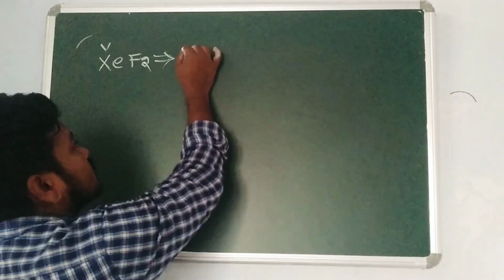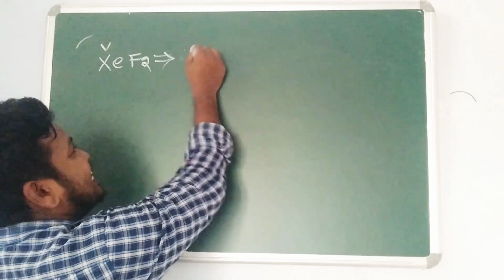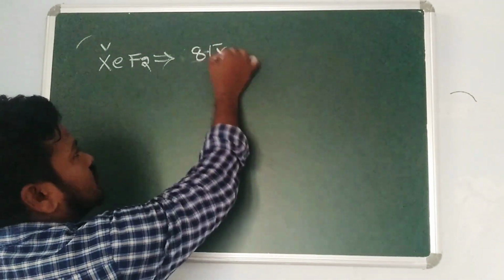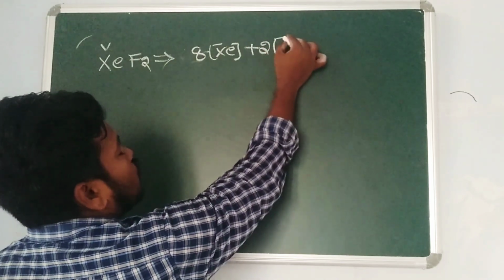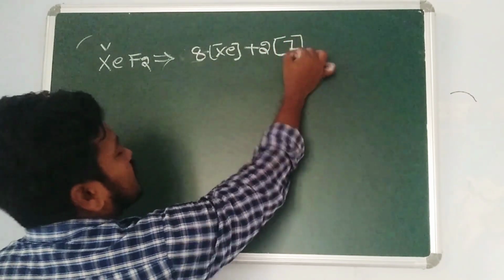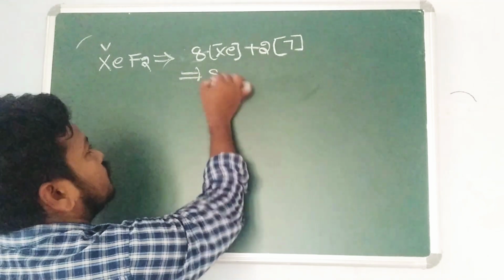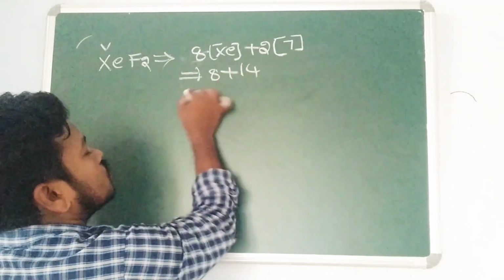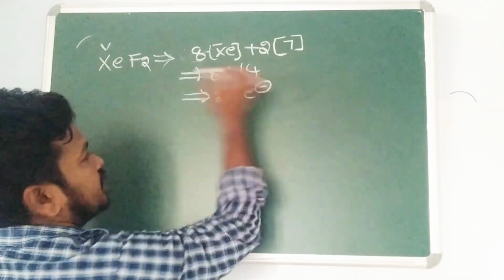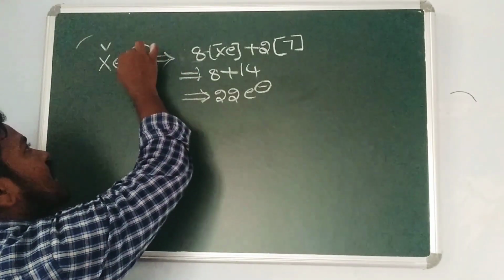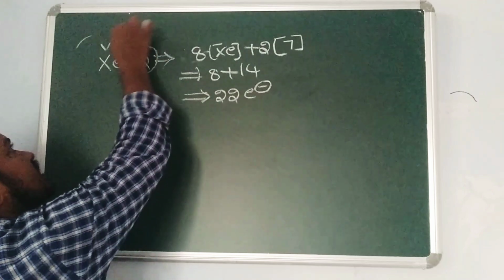Total valence electrons: xenon has 8 valence electrons, and there are 2 fluorines, each fluorine having 7 valence electrons. So in total there are 22 valence electrons. The first step is completed. For the second step, how many atoms are attached to the central atom?